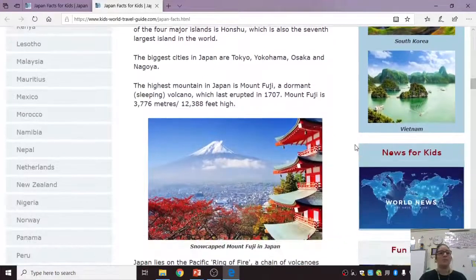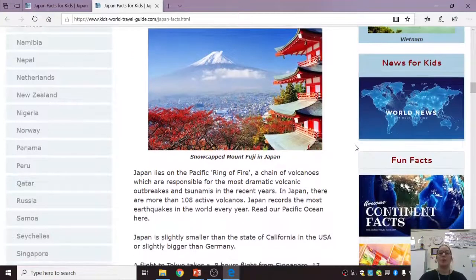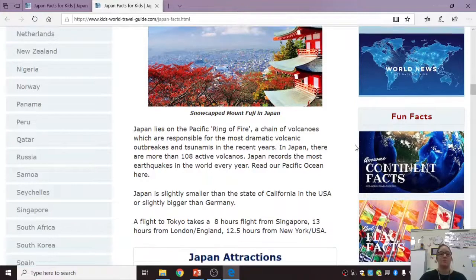The highest mountain in Japan is Mount Fuji, which is a sleeping volcano that hasn't erupted since 1707, a long time ago. And Japan itself lies on the Pacific Ring of Fire, which is a chain of volcanoes which are responsible for the most dramatic volcano outbreaks and tsunamis in recent years. Interestingly, in Japan there are more than 108 active volcanoes. That's a lot. And Japan actually holds the record for the most earthquakes in the world every year. That's a really interesting fact.